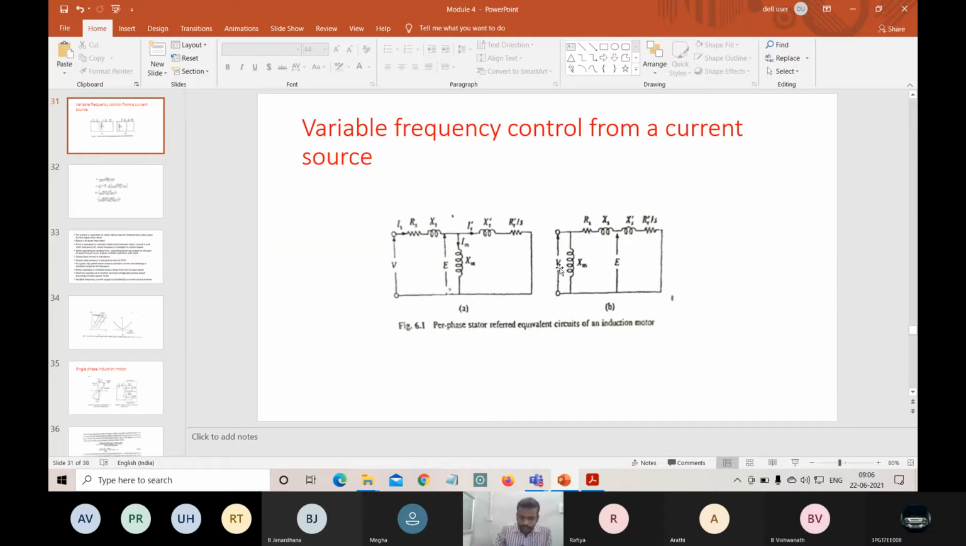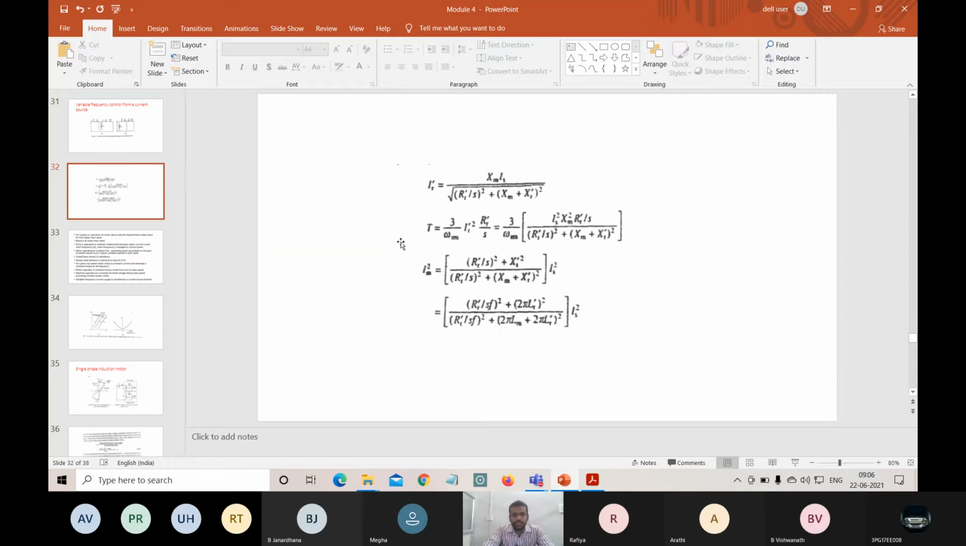Sorry. So here I am going to consider just the current equations and torque equations. In the last class, meaning in the starting class, we derived the equations for current, torque, and the current that is flowing through the mutual inductance.